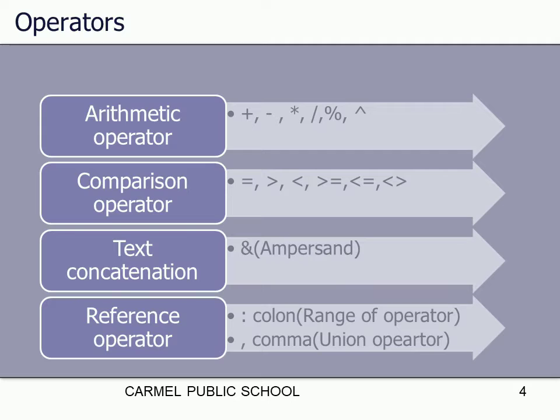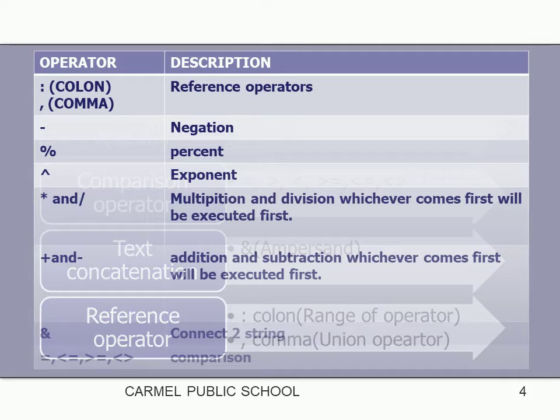It consists of 4 operators: arithmetic operator, comparison operator, text concatenation and reference operator. The explanation of these operators is given here. For text concatenation alone, you use the ampersand symbol, that is the AND symbol. And for the reference operator, you use a colon. It will show the range of the operator.